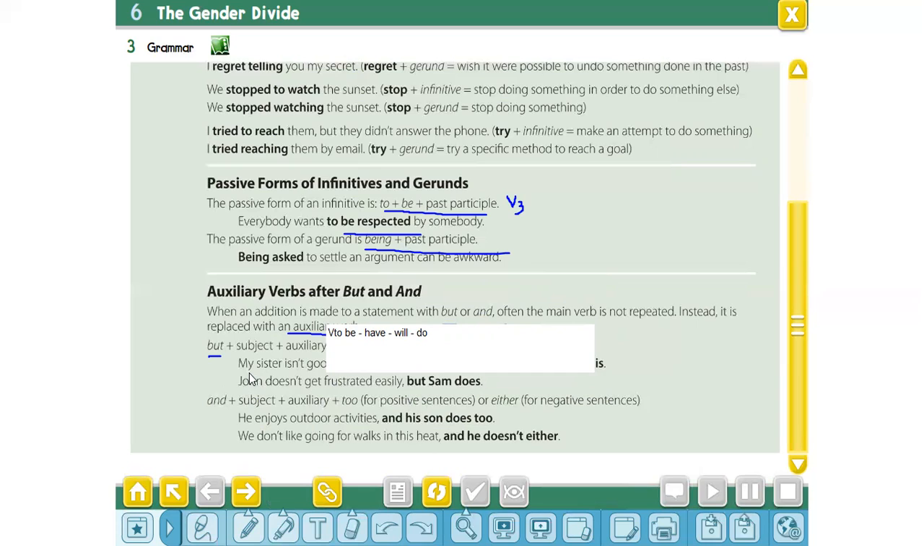Number 1. My sister isn't good at remembering special occasions, but my mother is.